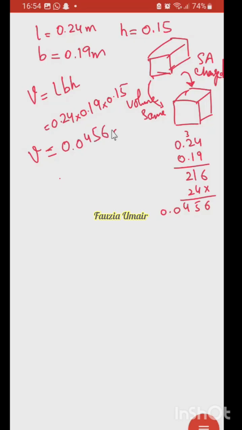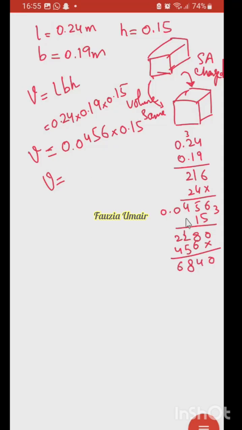0.0456 multiplied by 0.15, right? So now we need to multiply 456 with 15. So 6 fives are 30, 5 fives are 25 or 28, 5 fours are 20, 22. So this is now 456, right? So 0, 14, 5, 6, 7, 8, and 6.